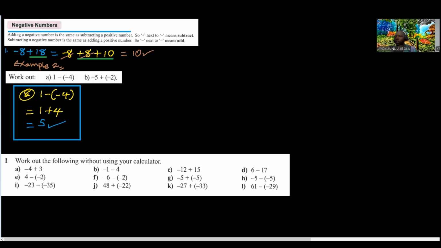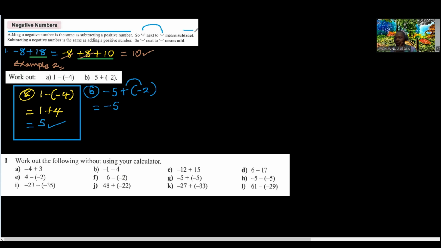Then the second would just be simple, I guess subtracting. Hold on. Yeah. The next one is negative 5 plus negative 2. That means this becomes negative 5. Then negative times positive is negative. Okay, that is when a plus is next to a minus, you subtract.